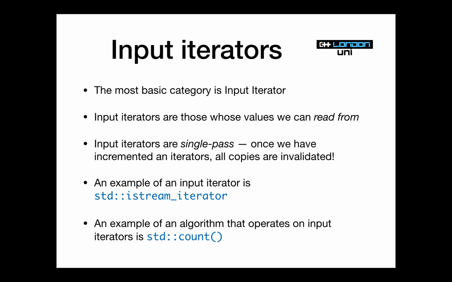So there are quite a few algorithms, despite this single pass restriction, the basic ones, that do operate on input iterators. An example of that would be std::count, for example. You give it iterators and you give it a value to look for, and it counts how many times that value occurs in the sequence. And for that, we only need to pass through the sequence once. So this works just fine with input iterators.